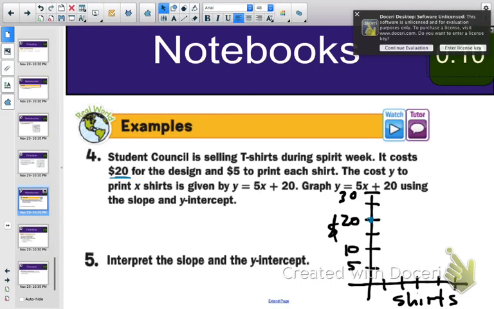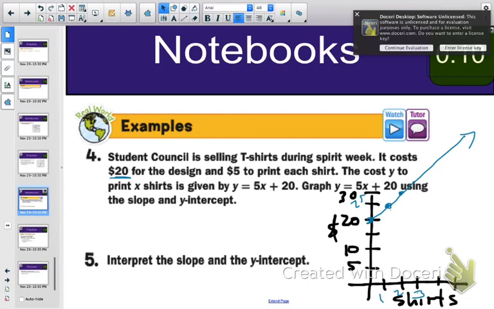And then I use my $5 for each shirt to find my next point. So if I buy 1 shirt, it's going to cost $5 plus the $20. So that's going to be 25. This is also your slope, so you can think of that as going up 5 and over 1. So up 5, which is going to get us to 25 here, and over 1. So 1 shirt's going to cost $25. If I buy 2 shirts, that just goes up $5 more. So 2 shirts is going to be $30. So this is 1 shirt, 2 shirts, 3 shirts, and then it just goes up in a straight line from there. So it looks something like that.